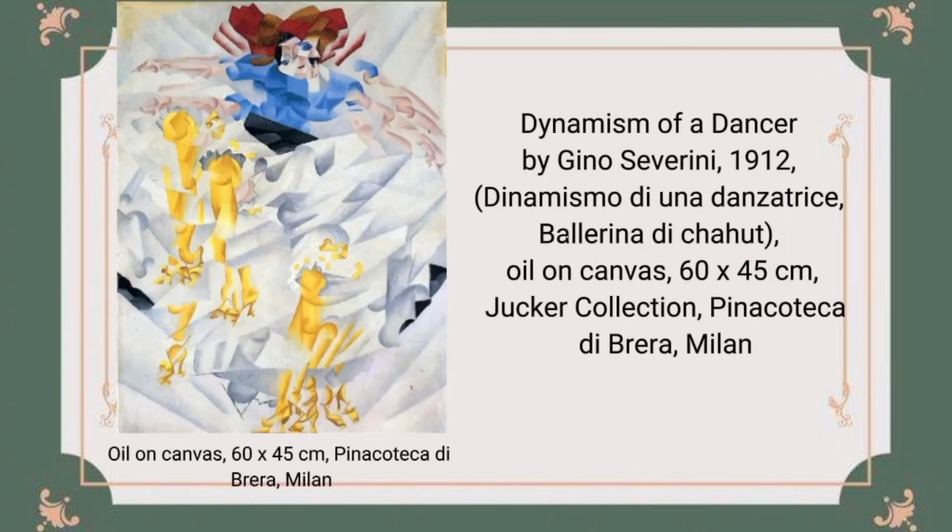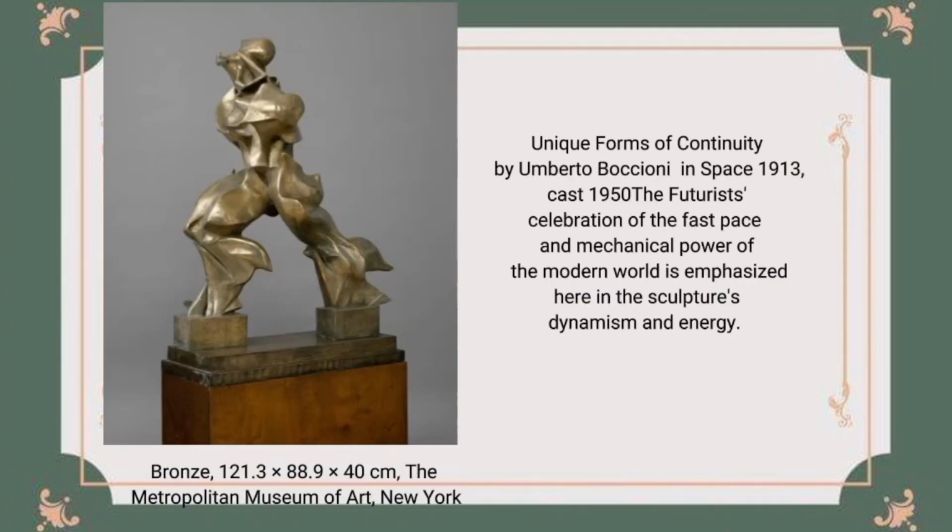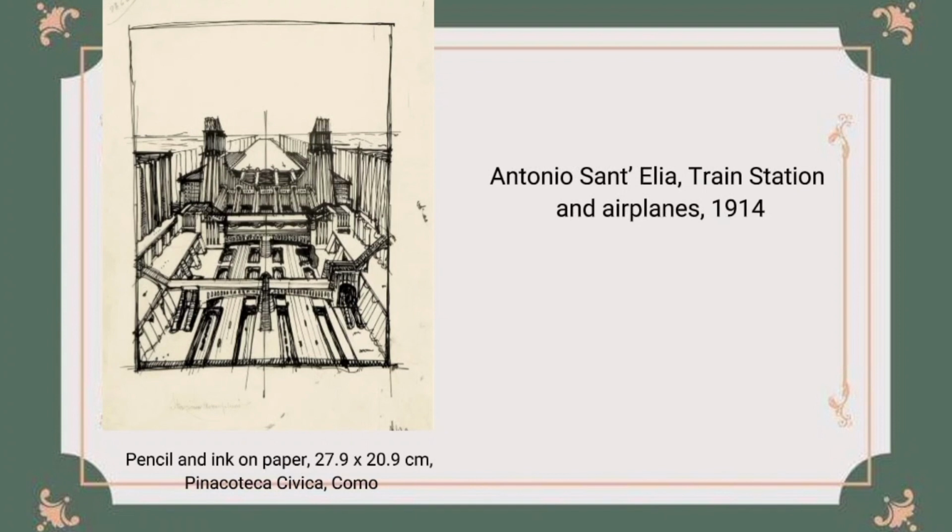Third artwork is Dynamism of a Dancer by Gino Severini, 1912. Dinamismo di una danzatrice, Ballerina di Chahut. Oil on canvas, 60 x 45 cm. Jucker Collection, Pinacoteca di Brera, Milan. The fourth artwork is Unique Forms of Continuity in Space by Umberto Boccioni, 1913, cast in 1950. The Futurist celebration of the fast-paced and mechanical power of the modern world is emphasized here in the sculpture's dynamics and energy. Lastly is Antonio Sant'Elia's train station and airplanes, 1914.